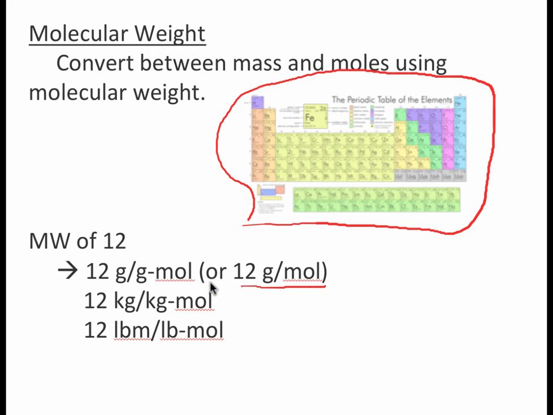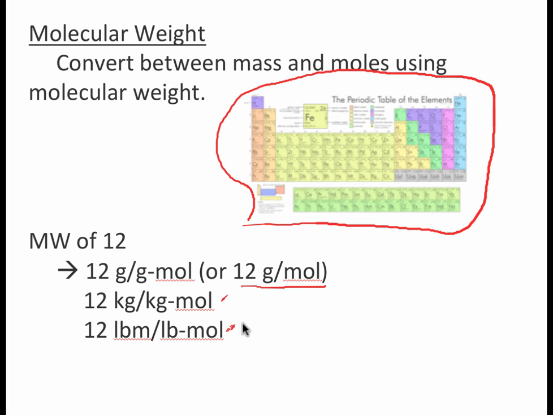But a molecular weight of 12 also implies that we have 12 kilograms per kilogram mole. A kilogram mole is just a unit which is much bigger than a mole, like the pound mole. Or we have 12 pounds mass per pound mole. The pound mass is much bigger than the gram, and the pound mole is much bigger than the regular mole or gram mole. So if we have something in kilograms and we want to convert it to kilogram moles, we just use this particular molecular weight. Or if we have something in pounds mass, we can convert it to pound moles.